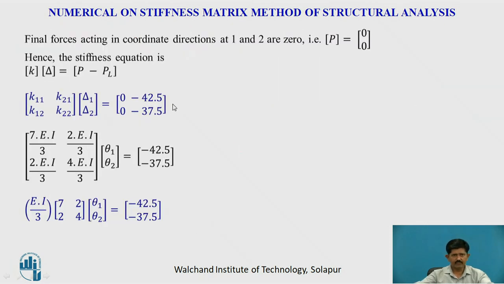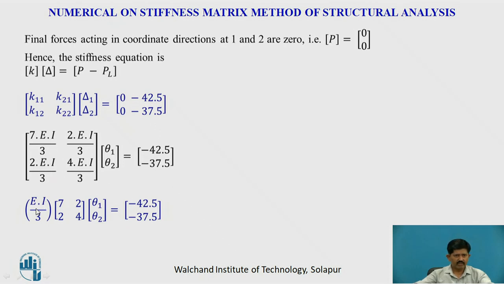Now arranging the stiffness matrix. So here as no external force is there, P matrix will be 0. The stiffness matrix equation is K matrix into delta matrix is equal to P minus PL matrix. Now K matrix is K11, K21, K12, K22. So we have already calculated these. Putting these values, we will get this matrix, whereas delta 1 and delta 2 are unknown rotations, that is theta 1 and theta 2, and putting the value of PL, we will get this equation.